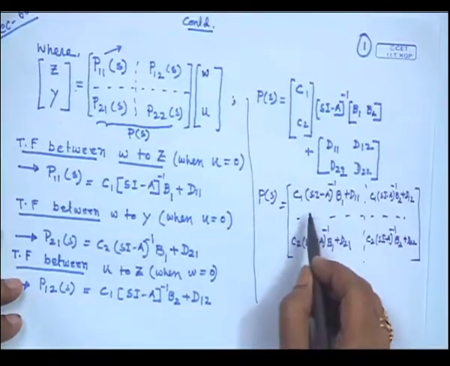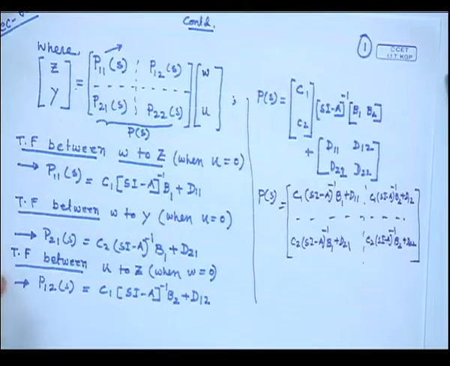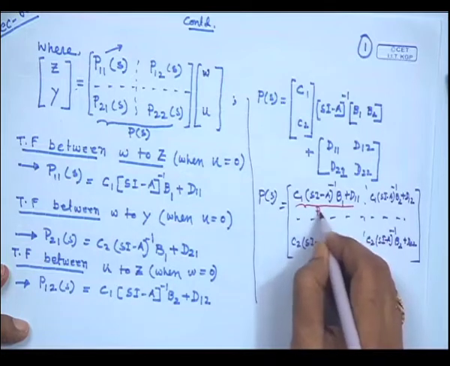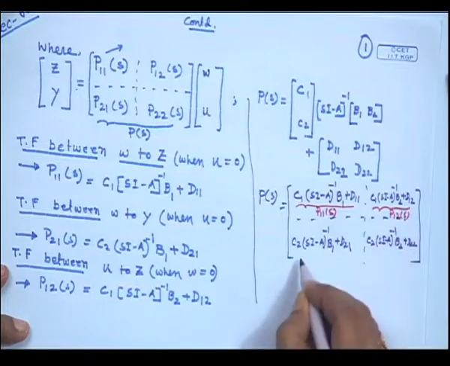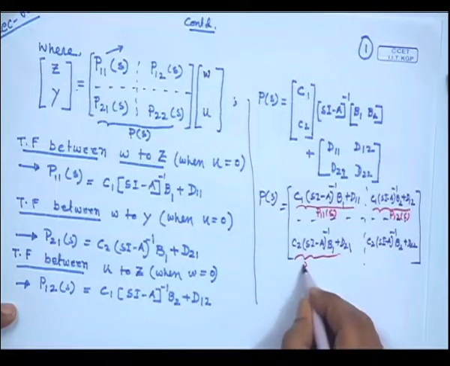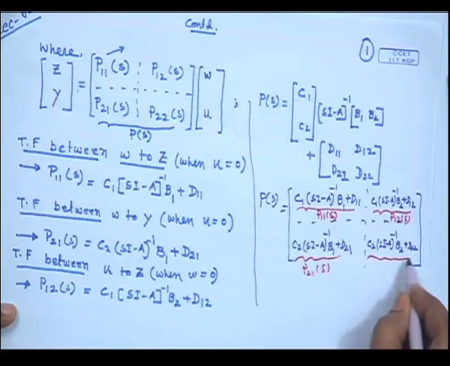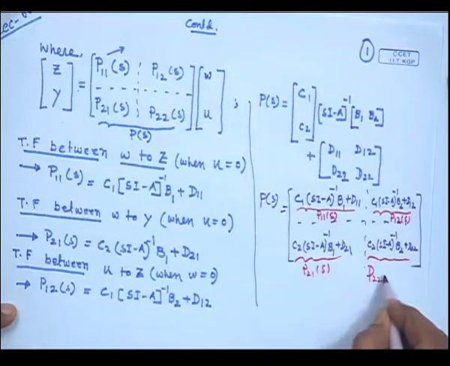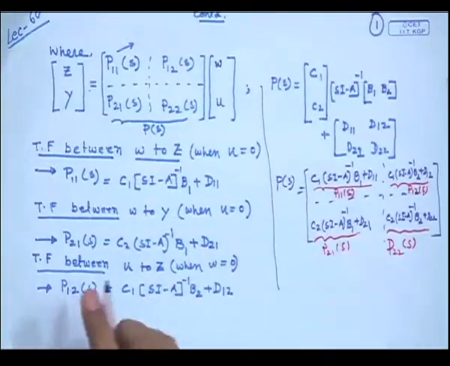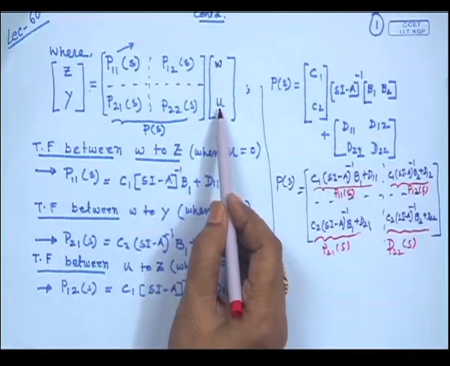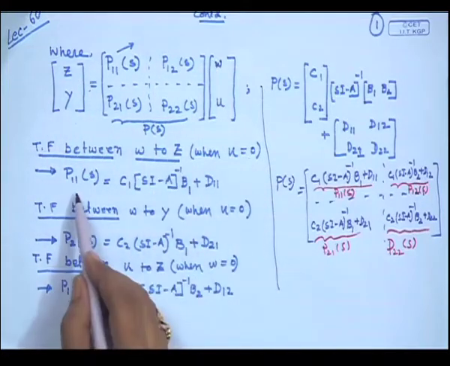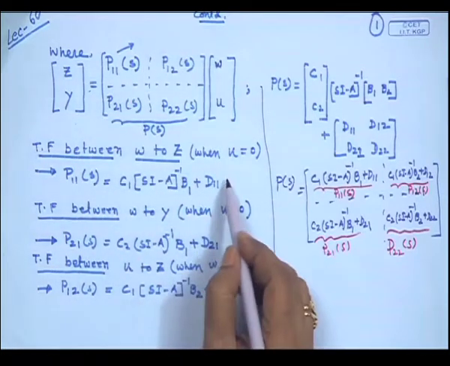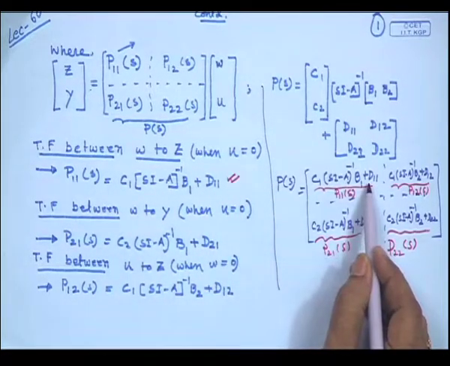In other words, this is nothing but P 1 1(s), this is P 1 2(s), this is our P 2 1(s), and this is our P 2 2(s). So, you can say that when the input U is 0, find the transfer function from W to Z, and this term is not there, and that will be this one that we got here.